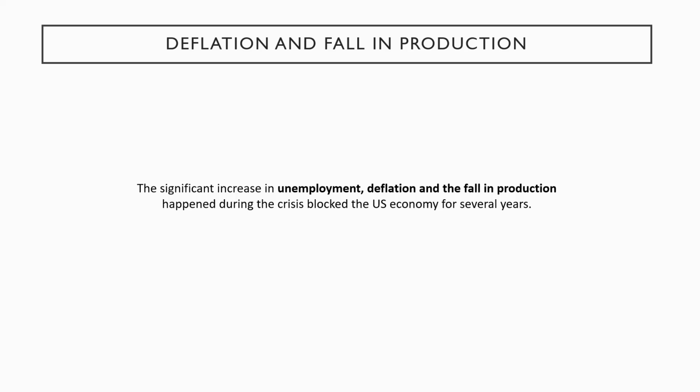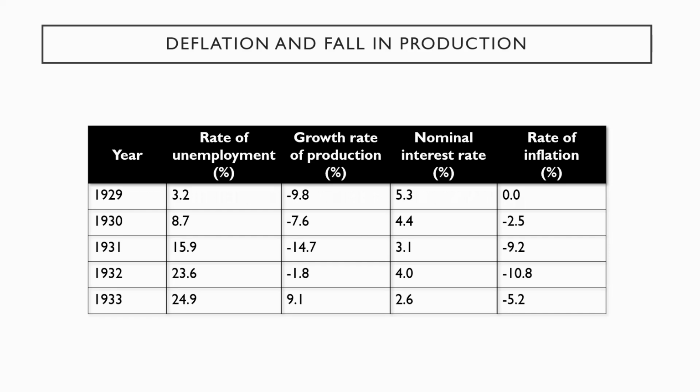Furthermore, the Fed was unable to provide useful responses to limit the impact of the recession. The Great Depression hit the US economy extremely hard. As you can see from the table, the unemployment rate increased from 3.2% in 1929 to 24.9% in 1933. Output growth was negative for 4 consecutive years, with a first recovery in 1933.